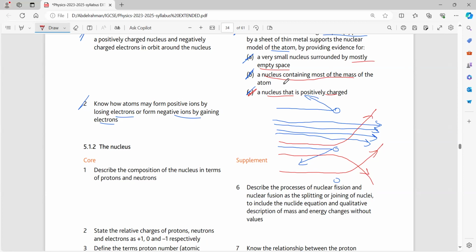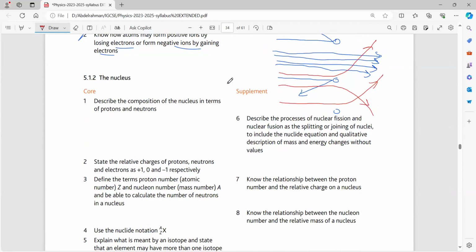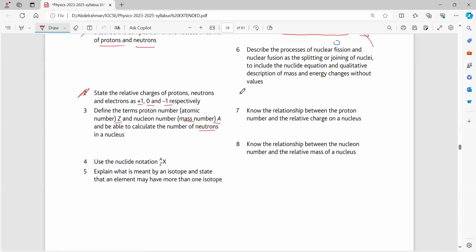Okay, good. We know that the nucleus contains the protons and the neutrons. We need to state the relative charges: proton positive 1, neutron 0, and electron negative 1. Define the proton number or atomic number as Z, the mass number as A, and the number of neutrons. To find the number of neutrons, in physics, we must use this nuclide notation.